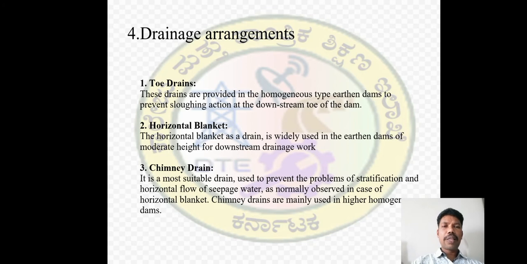Similarly, horizontal blankets are horizontal drains, also known as longitudinal drains, provided inside the dam, which discharge the water to the downstream side. Similarly, chimney drains are vertical drains provided inside the cross section of the dam, which collect the water through perforated pipes and discharge it to the outside, and these can be connected to the horizontal drains also. In that way we can provide a good drainage system.